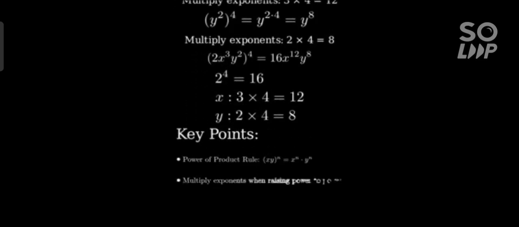Let's summarize what we learned. 1. When raising a product to a power, we can raise each factor to that power. 2. For variables with exponents, we multiply the original exponent by the outer power. 3. For numbers, we simply calculate the power directly.